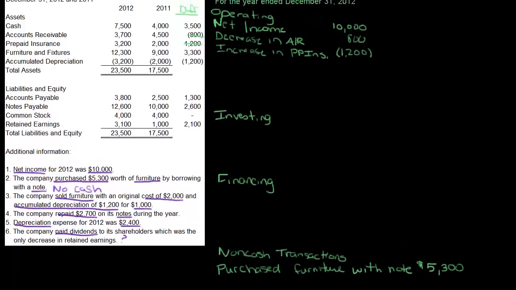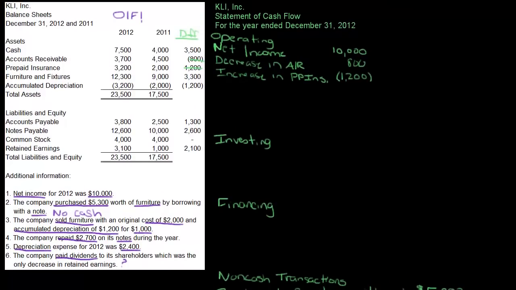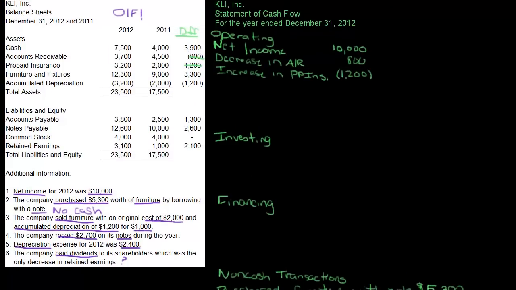So let's scroll back up. All right, so that part's done, right? We took care of that one. So I'm going to cross off number 2.